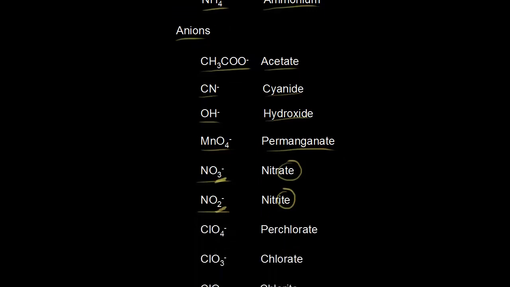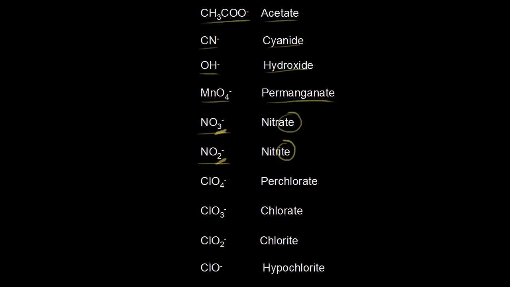For example, let's look at this next set of 4. Let's look at chlorate, right? Chlorate has 3 oxygens. It's ClO3-. And chlorite has fewer oxygens. It has 2 oxygens here, ClO2-. So we have -ate meaning more and -ite meaning fewer here.